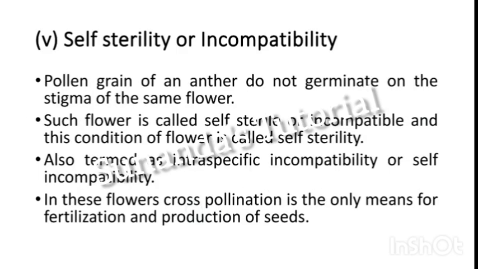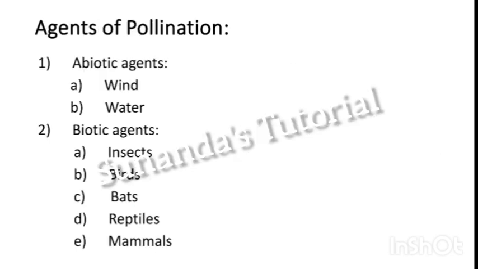Another one is self sterility or self incompatibility. Self incompatibility means the pollen grain of the same flower cannot germinate on the stigma of that same flower. Such a flower is called self sterile or self incompatible, also termed intraspecific incompatibility. In these flowers, cross pollination is the only way for fertilization and production of seed.